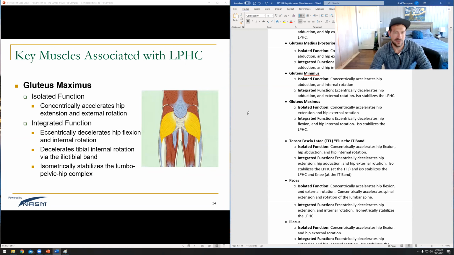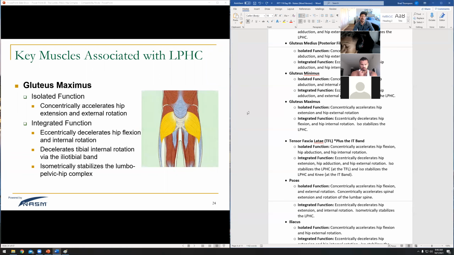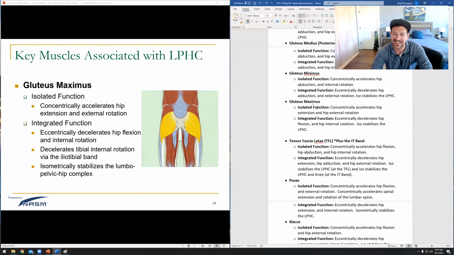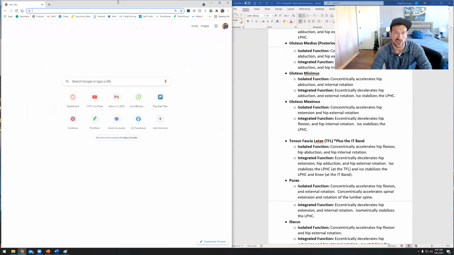But here we go. Let's talk about the main one. Let's talk about the butt. Gluteus maximus, king of muscles, right? Squats on squats on squats. So here we go, right? Deadlifts on deadlifts on deadlifts. So it accelerates hip extension and hip external rotation.